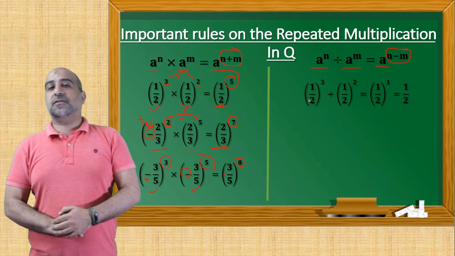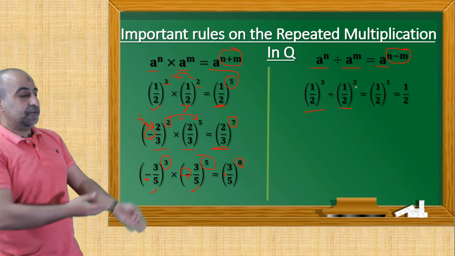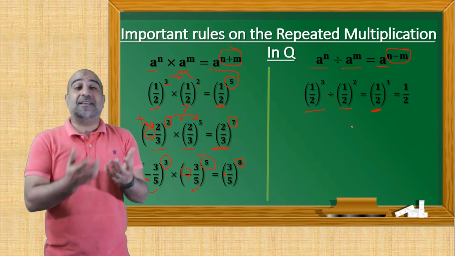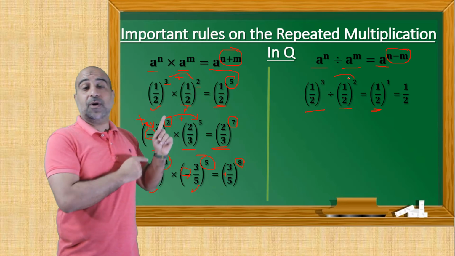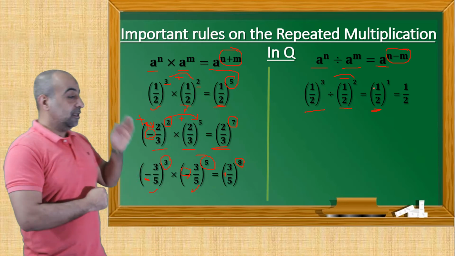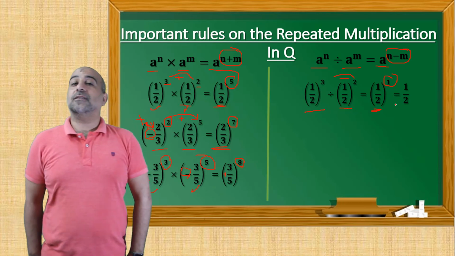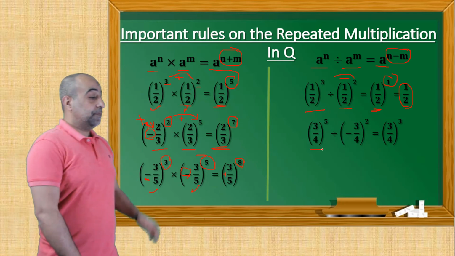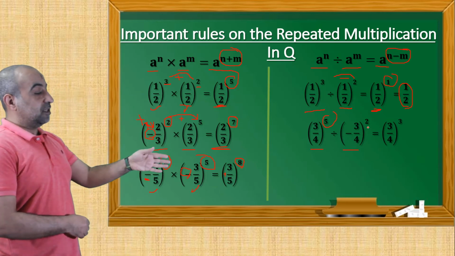Vice versa, in the division operation, half to the power of 3 divided by half to the power of 2. The base is half and the base is half, then the bases are equal. We will find the difference between the two powers because it's a division operation. Then the result will be half to the power of 3 minus 2, which is 1, equal to 1 over 2, which is half.